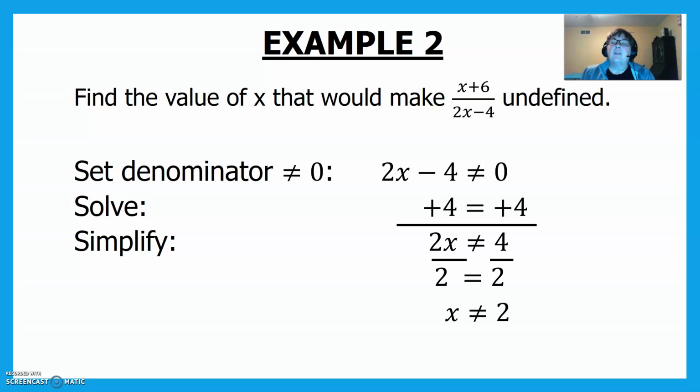And let's think about that. If I plug in 2 for x in the denominator, I get 2 times 2, which is 4, minus 4 is 0, and I can't have 0 in the denominator. The numerator, it doesn't matter. It can be 0. That doesn't matter at all. But we cannot have the denominator be 0 because you cannot divide by 0.